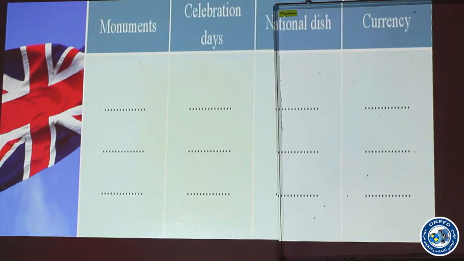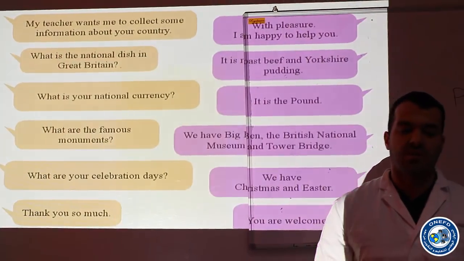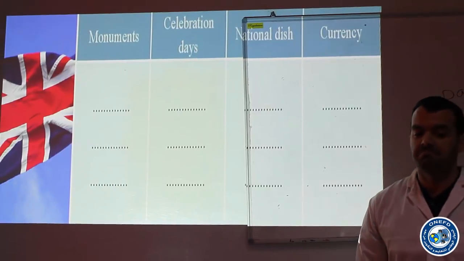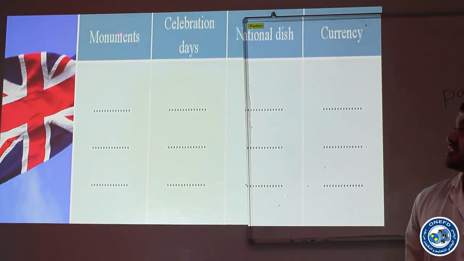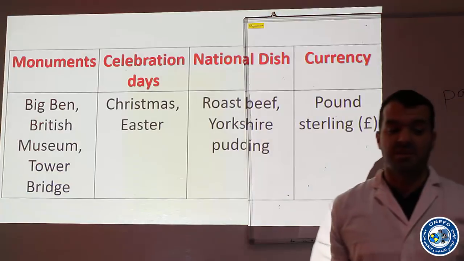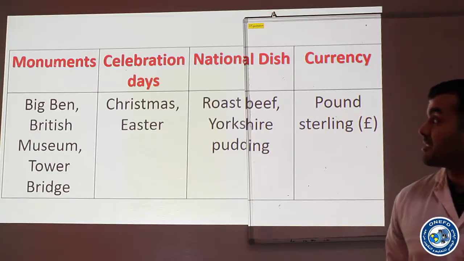Okay, time is up. Let's correct together. Read the dialogue and complete the table. What are the different monuments in Great Britain? What are the celebration days? What is the national dish? And finally, what is its currency? Let's start with the monuments.